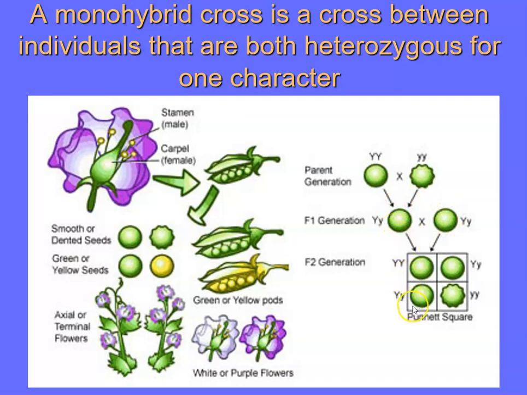Notice that the outcome of this is a 3-to-1 ratio, where for every 3 that have the dominant phenotype, round or smooth seeds, there's 1 that has the wrinkled or dented seeds. So that's actually a tip, a hint: you can always expect the phenotypic ratio for a monohybrid cross to be that 3-to-1 ratio. And I made a note about that at the bottom of the slide, that the phenotypic ratio for a monohybrid cross is always going to be 3-to-1.